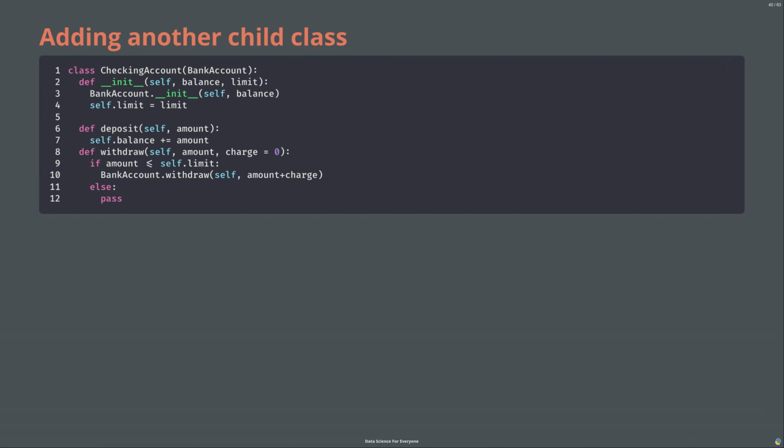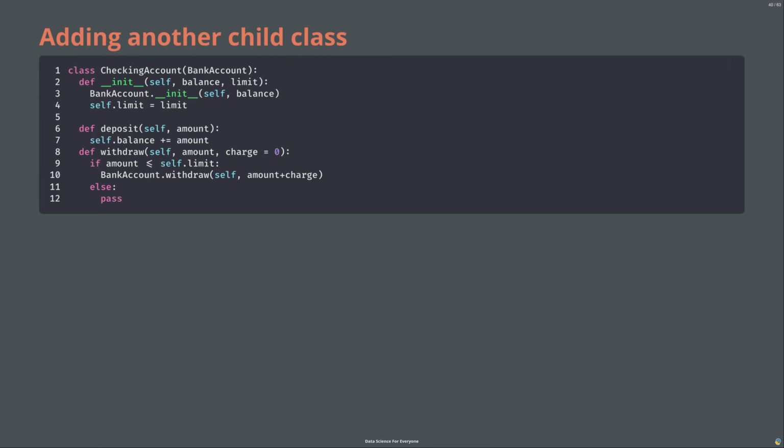To create the checking account class, we start by calling the constructor of the parent class bank account. Then we define two new methods, one for deposits and another for withdrawals. In the withdraw method, we introduce an extra parameter called charge, which represents the additional charge for making withdrawals. Inside the method, we check whether the amount being withdrawn is within the allowed limit, which we set up in the constructor. If it is, we call the parent class's withdraw method, but this time we pass in the total of the amount plus the charge, so both are subtracted from the balance. If the amount exceeds the limit, we simply deny the withdrawal.